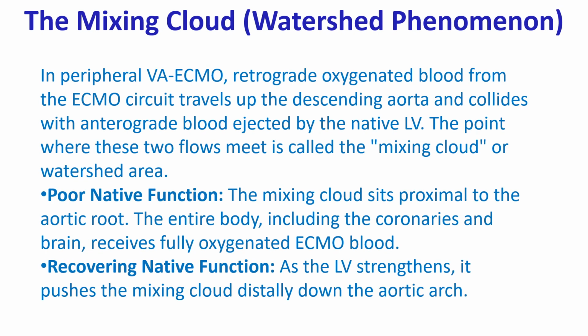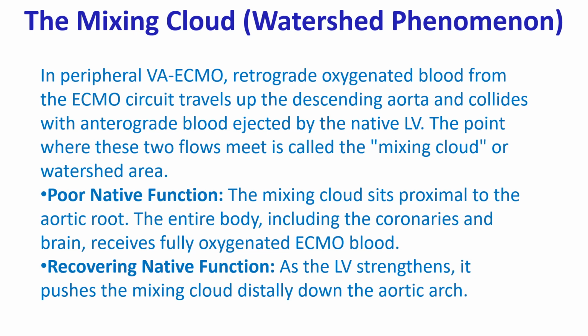In peripheral VA ECMO, retrograde oxygenated blood from the ECMO circuit travels up the descending aorta and collides with anterograde blood ejected by the native LV. The point where these two flows meet is called the mixing cloud or watershed area. Two scenarios. Poor native function. The mixing cloud sits proximal to the aortic root.